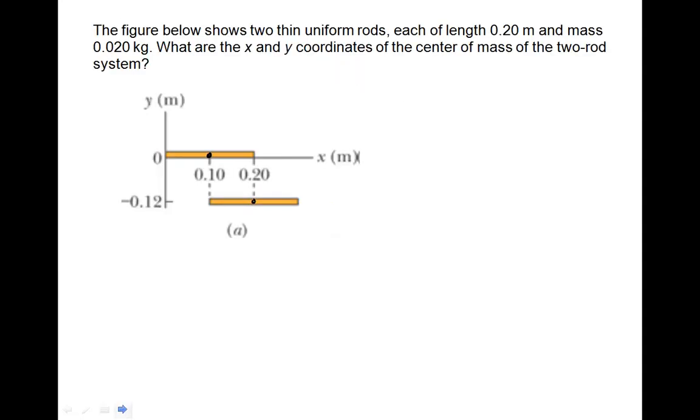So here's another example. Now in this case I've got two thin uniform rods. Now the beauty of a uniform rod or a uniform shape is that the center of gravity is always at the geometric center of the object. In this case that's going to be right here and right here. There's the center of one and there's the center of the other. They each have the same length and they each have the same mass of 0.02 kilograms. So the question asks for the x and y coordinates of the center of mass of the two rods. Well, that's really not going to be too bad.